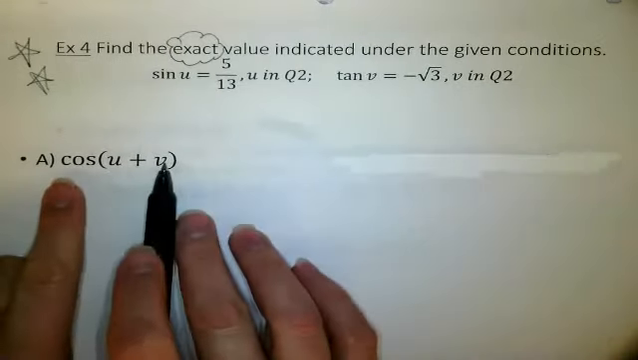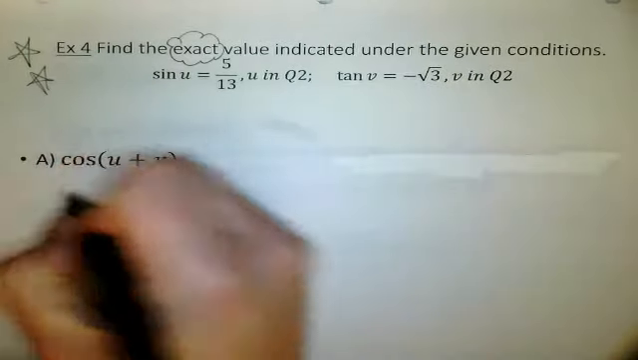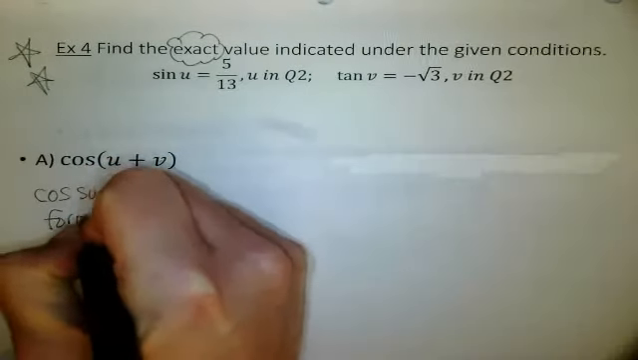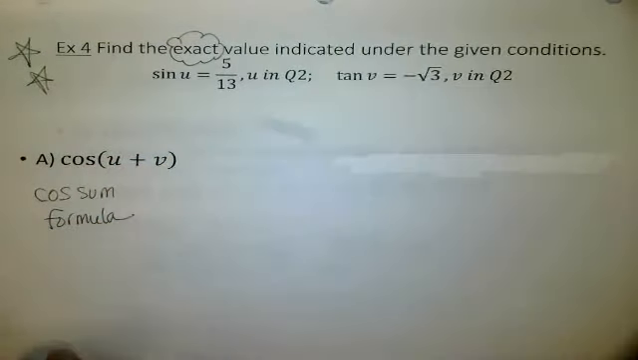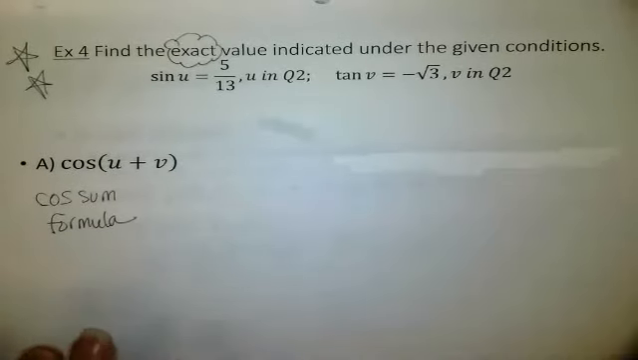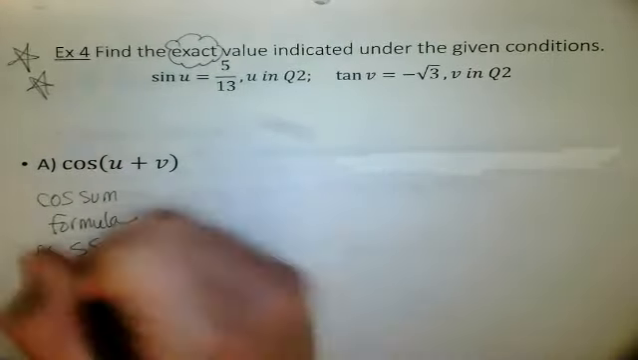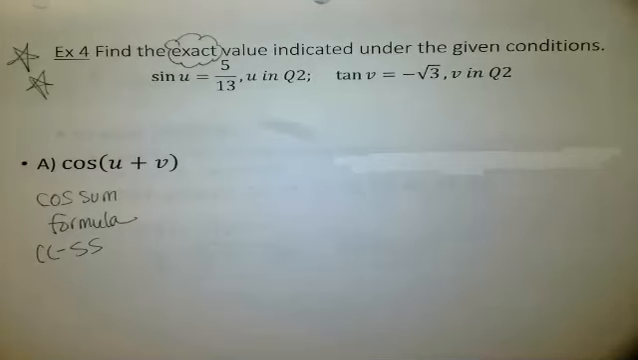This cosine of U plus V is telling me to use the cosine sum formula. And what is that cosine sum formula pattern? Change the sign. Cosine, cosine, sine, sine, change the sign. So we know we're going to have to use that formula expansion, which we'll do in just a minute, because I need some more information.